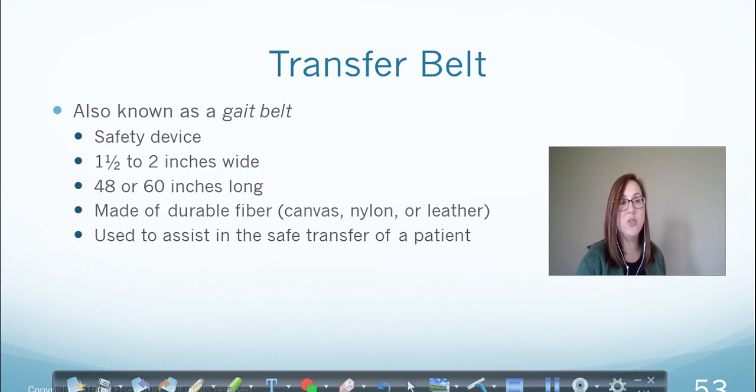It's about 1 to 2 inches wide and 48 to 60 inches long. There is a picture of one on page 429, figure 20-10. A lot of them are made with canvas, and you wrap that around the patient's waist. You put it on snugly so that you can help the patient stand to transfer, and it's just safer for you to use and safer for them. You're not pulling on them and they're not pulling on you.